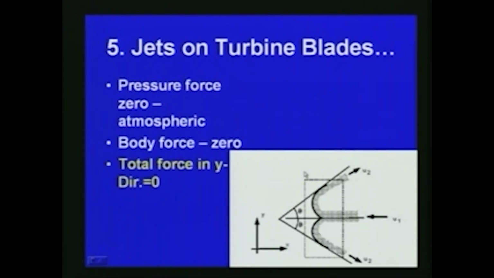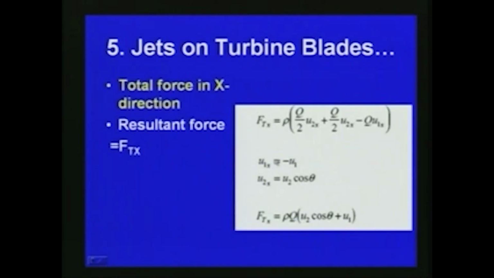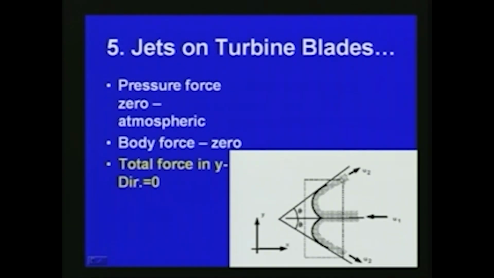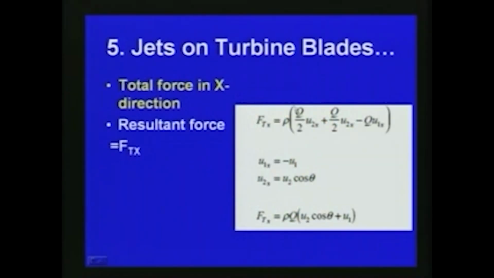Here you can see u 1 x. For this particular problem we are assuming the velocity is coming in the x direction, in this direction. So, u 1 x is equal to minus u 1, and u 2 x is equal to u 2 cos theta. Finally, the resultant force F T x is equal to rho q into u 2 cos theta plus u 1. So, for this particular case the resultant force is equal to rho q into u 2 cos theta plus u 1.